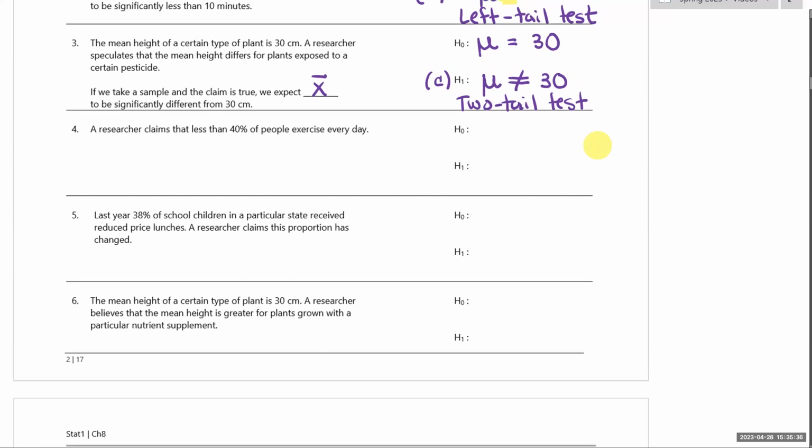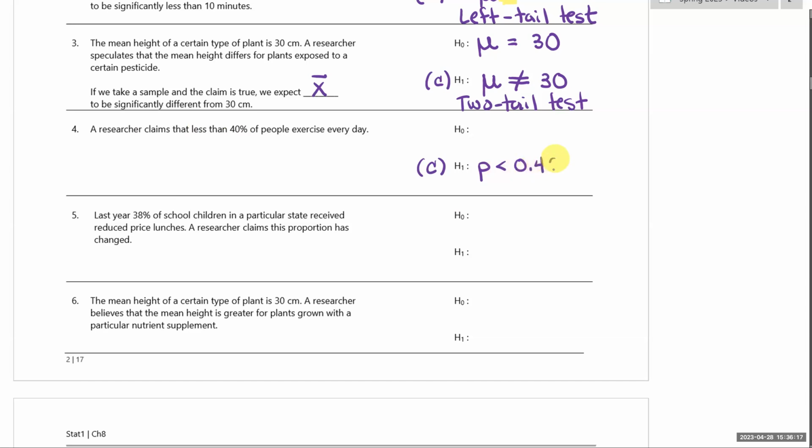All right, so a researcher claims that less than 40% of people exercise every day. So if they're giving me a percentage, that again is a proportion. So let's write that claim. So our claim is that the proportion of people who exercise every day, and I wish they said the word proportion here, a researcher claims that the proportion of people who exercise every day is less than 40%. But it's just a little bit more streamlined. It doesn't say the word proportion, but it's a percent. So we know it's a proportion of people, and they think it's less than 40%.